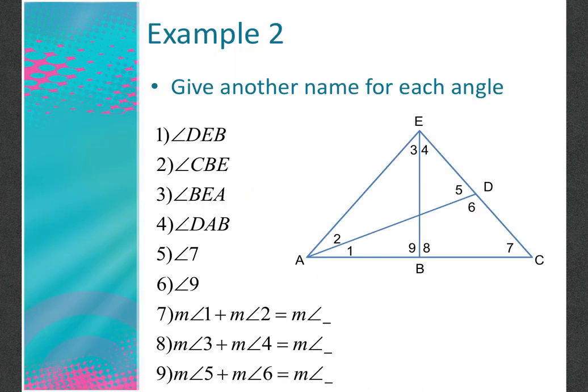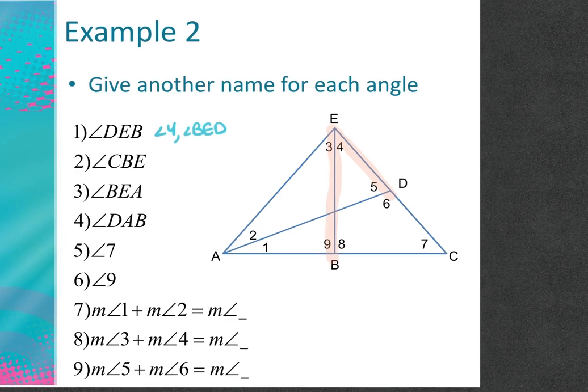All right, this example is going to put a lot of that stuff together. It says give another name for each angle. So angle DEB is this angle here. We can also call it angle 4. We can also reverse the order of the letters, BED. We can also use C with it because that would just extend to be the same, CEB or BEC.